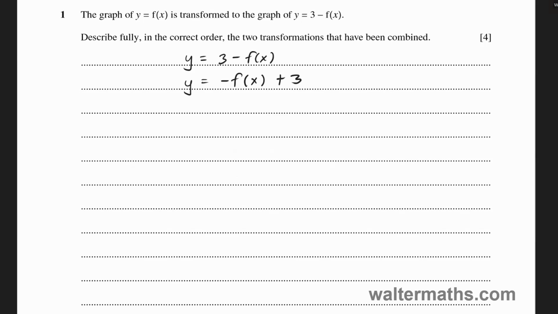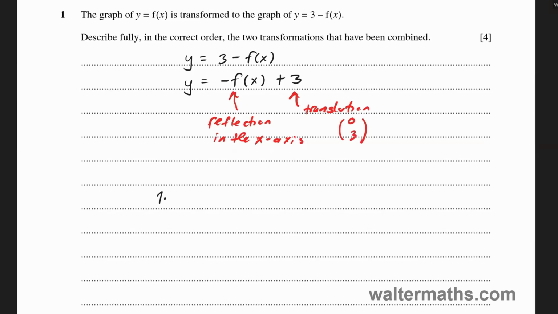You can clearly see that we have a reflection here, okay? And this is in the x-axis. And the plus 3 means translation, right? That's a translation, and well, that's (0, 3) essentially. So these are the two transformations, okay?